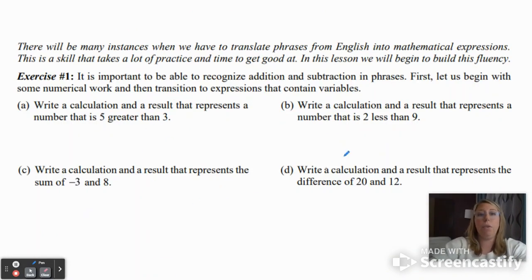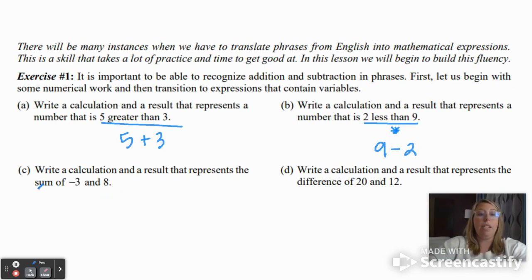All right, so for these first 4 examples in exercise 1, these are just going into basic addition and subtraction and just using those clue words that we talked about just a moment ago. So in part A, it says write a calculation that represents 5 greater than a number. 5 greater than a number, we know that greater than from our vocabulary is plus, so 5 plus 3. For part B, it's 2 less than 9. Remember that less than is one of those that I told you to watch out for. It means to subtract, but you have to flip the order. So this is actually 9 minus 2.